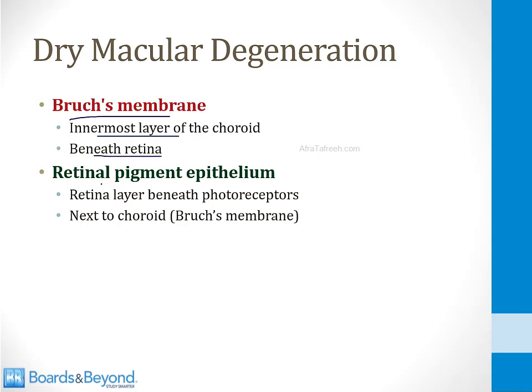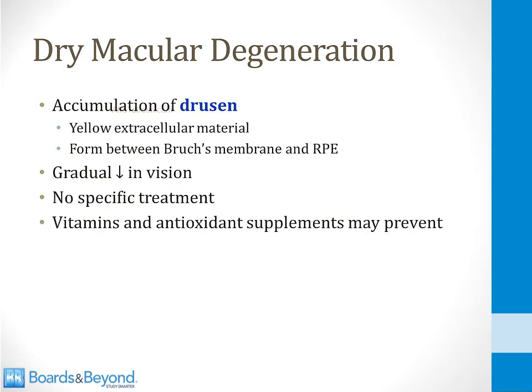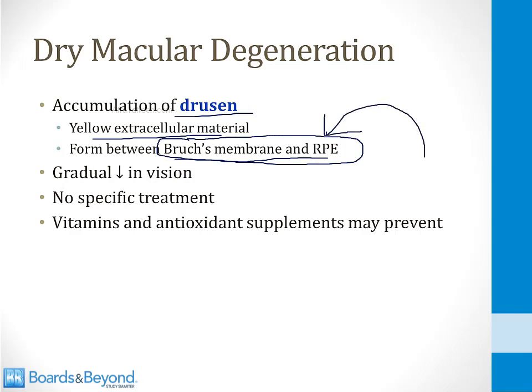The second important structure is the retinal pigment epithelium. This is part of the retina, and it's the layer that sits beneath the photoreceptors, right next to the choroid and right next to the part of the choroid that is Bruch's membrane. In dry macular degeneration, there is accumulation of something known as drusen. Drusen are yellow extracellular materials that form between Bruch's membrane and the retinal pigment epithelium. And this is what you want to remember for step 1 of your boards. If they ask you about dry macular degeneration, they are likely going to ask you where the drusen are found, and you need to know that they are between these two layers.